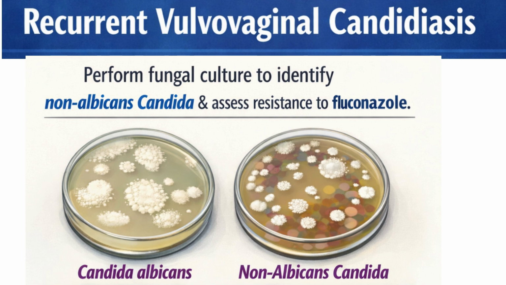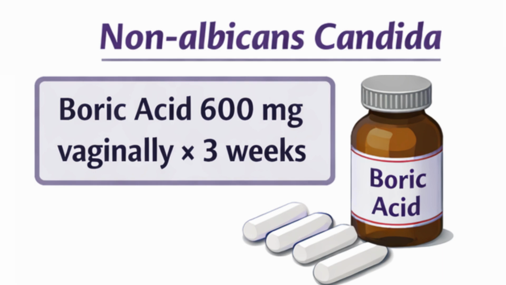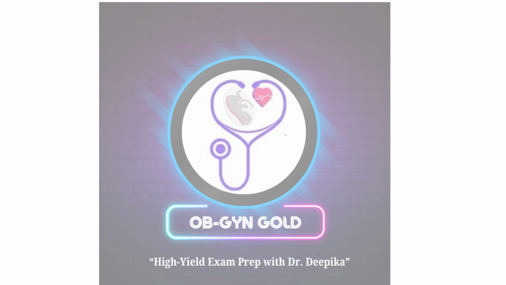All patients with recurrent vulvovaginal candidiasis should undergo fungal culture to identify non-albicans Candida and assess resistance to fluconazole. In cases of persistent infection due to non-albicans Candida, boric acid 600 mg vaginal suppositories for 3 weeks are recommended. Successful management of vulvovaginal candidiasis requires accurate classification, diagnostic confirmation, and appropriate antifungal selection with adequate duration, as emphasized in Berek and Novak.